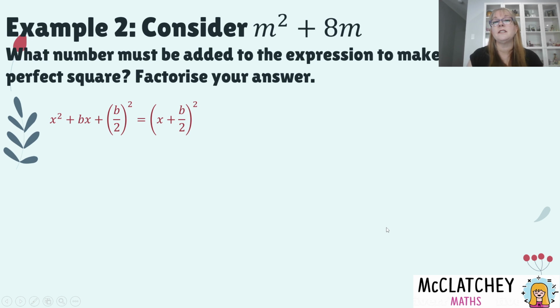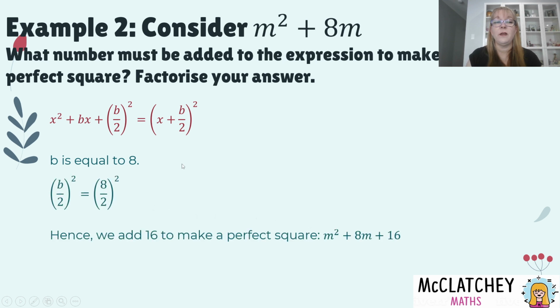So what I'm going to do is consider this with n squared plus 8n. We're going to think about what number would I need to stick on the end to make a perfect square. So this is going to be my algebraic form for this. So if I think about this, half of 8 is 4. 4 squared makes 16. So the missing number here will be 16, or 4 squared. So b is equal to 8, half of b makes 4, 4 squared. So remember we said that would make 16? There we go, we've got 16.